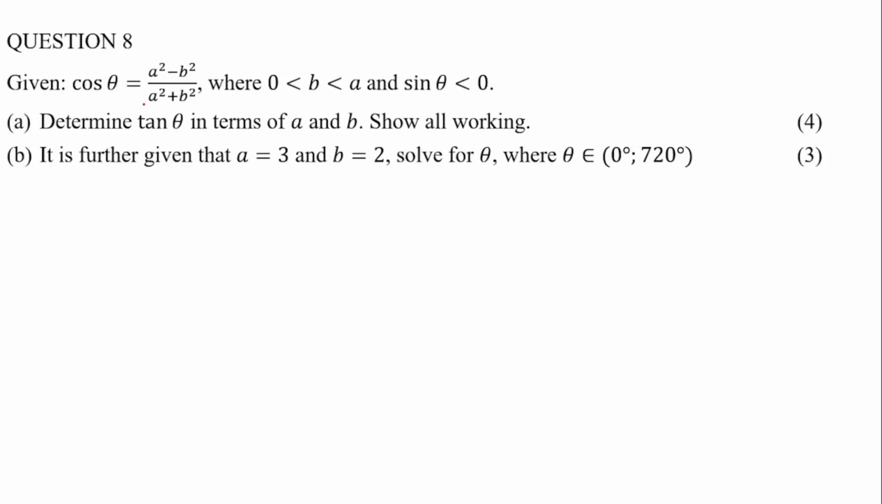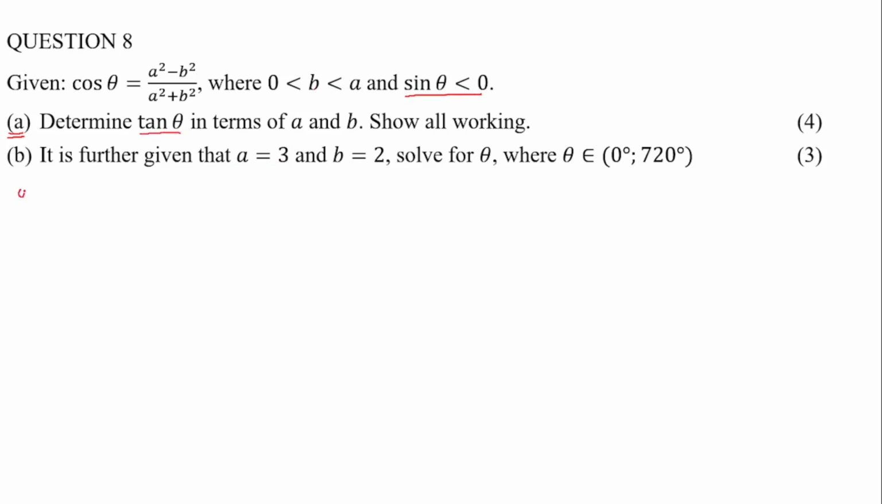Right, welcome back. Let's do question 8b. We managed to do question A, but let's just go through the information. Given cos theta is equal to (a squared minus b squared) divided by (a squared plus b squared), where b is greater than 0 and a is greater than b, and sin theta is negative. Determine tan theta in terms of a and b.